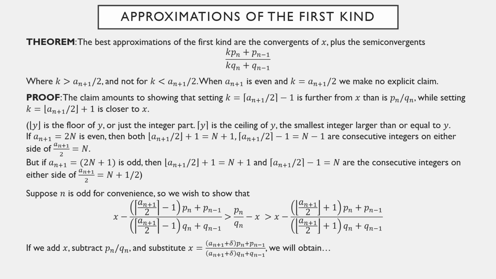So now what we're going to do from this inequality is we're going to add x to everything. We're going to subtract P_n over Q_n. That's going to give us a 0 right in the middle. And remember that x was equal to ((a_{n+1} plus delta)P_n plus P_{n-1}) over ((a_{n+1} plus delta)Q_n plus Q_{n-1}), where delta was this specific quantity. So after we do all of that, you'll obtain a pretty nasty looking thing.